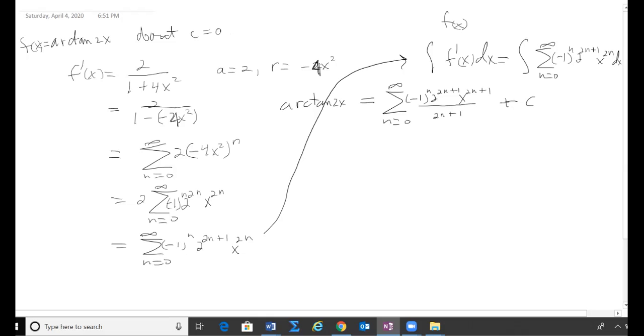Now, I don't like that C out there. I don't want to leave a constant hanging out there. So we typically will evaluate this at the center, which is 0. We're pretty sure the arctangent of 0 is 0. This whole thing becomes 0 when you put x equals 0 into it. So you get that, and that just implies that C is actually 0. So we now have that our arctangent of 2x is all of this stuff, n equals 0. And I'll just rewrite this.